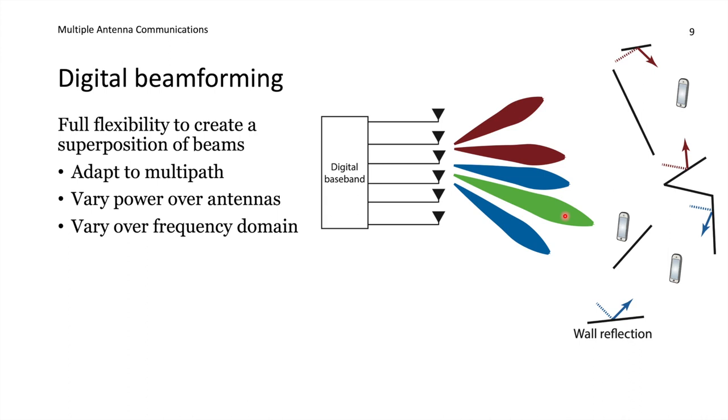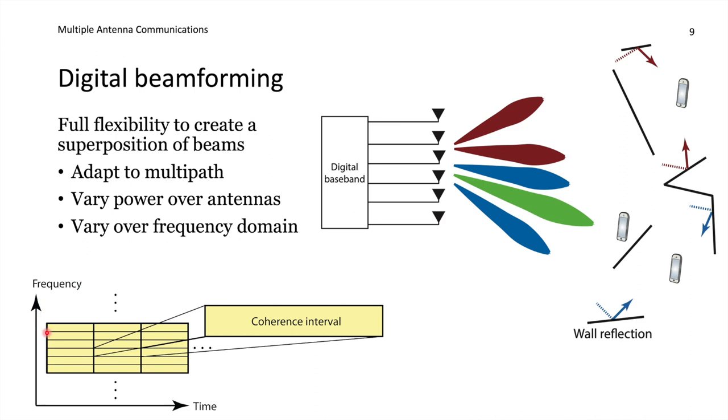And also when it comes to the frequency domain, what we have been talking about previously in this course is that we take our time-frequency grid and divide it into these coherence intervals, where we have a fixed channel over time, and we also have a fixed channel over the frequency domain, so it's just one value. It's important to notice that we are updating our beamforming every time a new coherence interval starts in the time domain. But over the frequency domain, we are also using different beams. So we have some kind of frequency selectivity in the beamforming. That is enabled by digital beamforming because we are controlling the signal here. So we can have different signals at different frequencies and control them differently, assign different phase shifts, different powers and so on over the frequency domain.